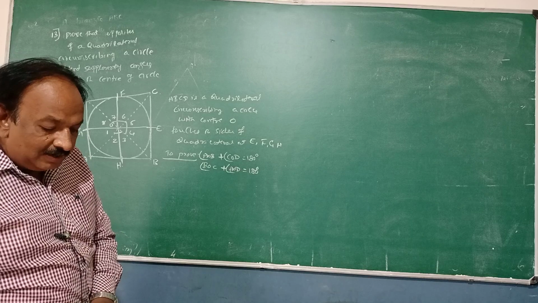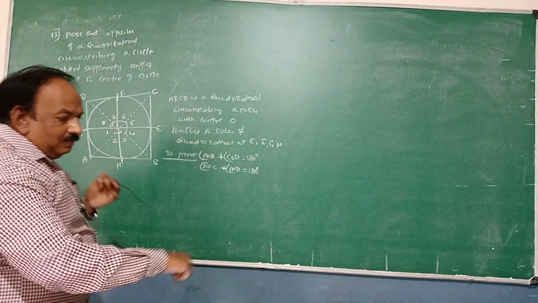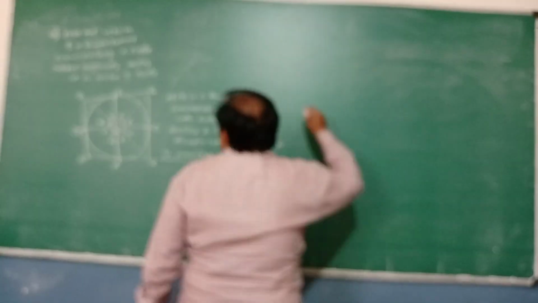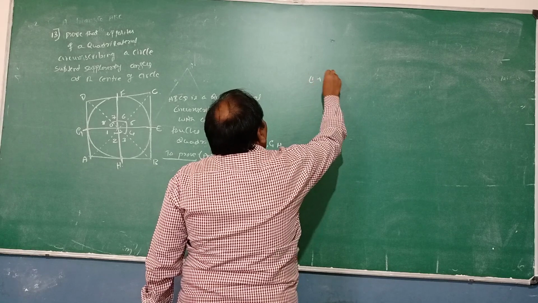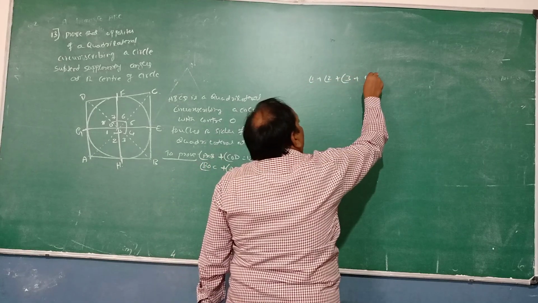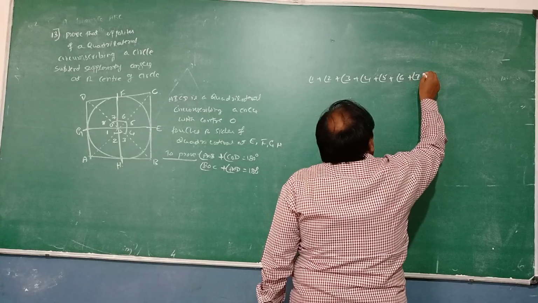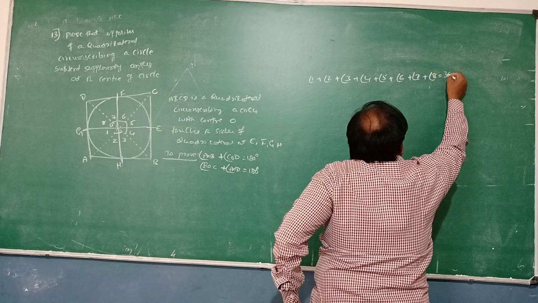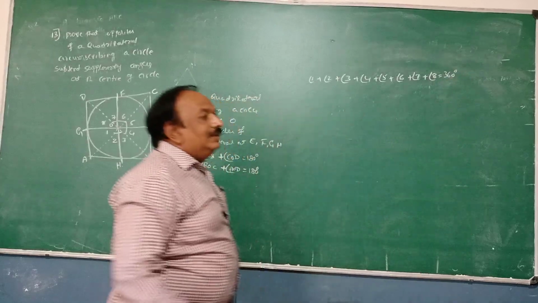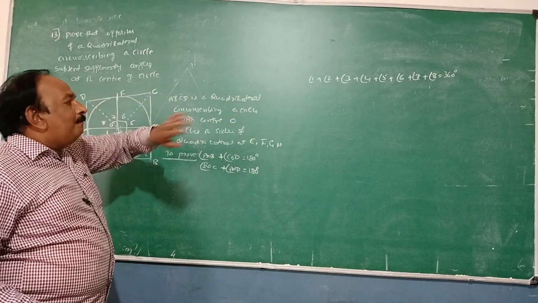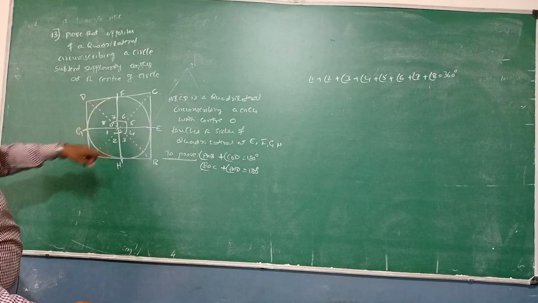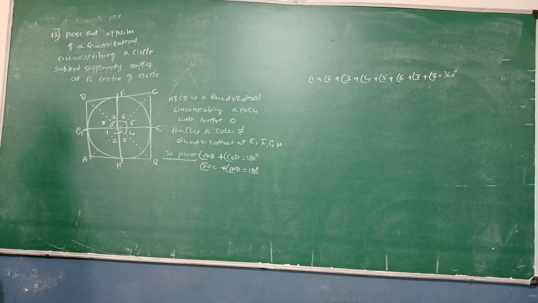Now we know the complete angle of the circle. What is the complete angle of the circle? That is angle 1, angle 2, angle 3, angle 4, angle 5, angle 6, angle 7, angle 8. You see in your protractor there are 180 degrees, that is a semicircle. If we join two protractors, it becomes 180 plus 180, that is 360 degrees.